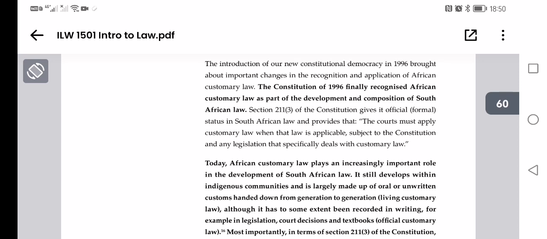The Constitution of 1996 finally recognized African customary law as part of the development and composition of South African law. Section 211, subsection 3 of the Constitution gives it official, formal status in South African law and provides that the court must apply customary law when that law is applicable, subject to the Constitution and any legislation that specifically deals with customary law.